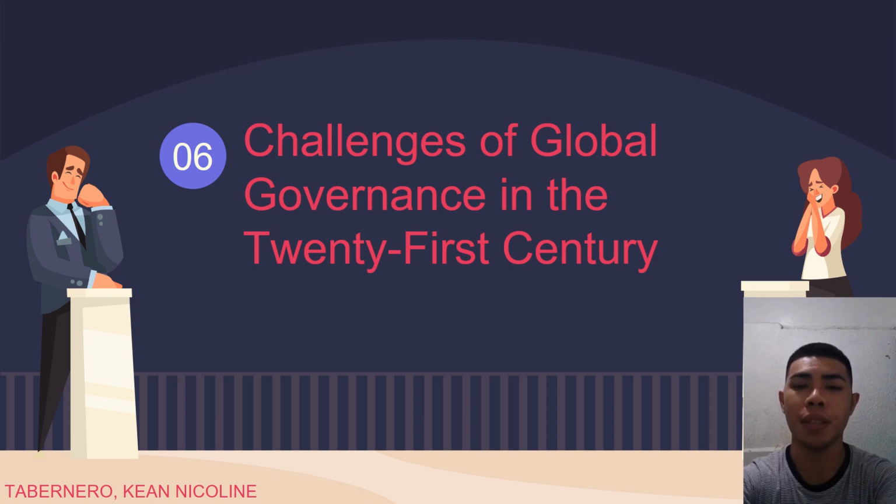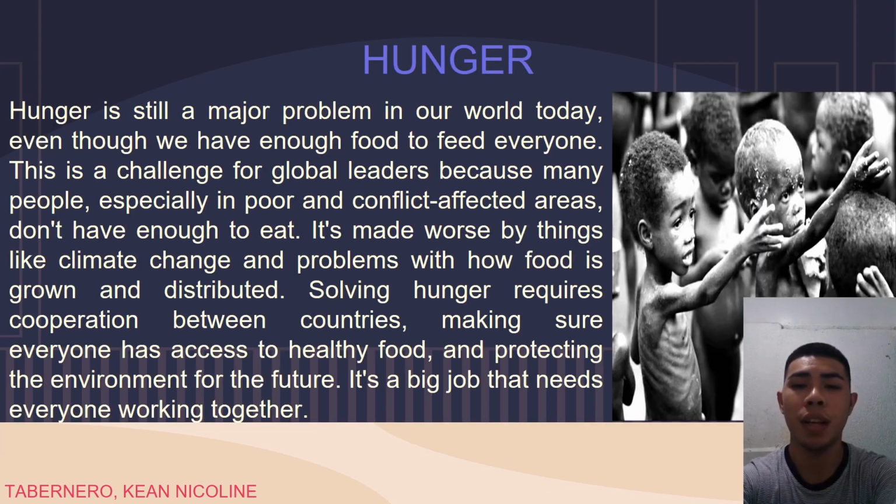Challenges of global governance in the 21st century. Hunger is still a major problem in our world today, even though we have enough food to feed everyone. This is a challenge for global leaders because many people, especially in poor and conflict-affected areas, don't have enough to eat. It's made worse by things like climate change and problems with how food is grown and distributed. Solving hunger requires cooperation between countries, making sure everyone has access to healthy food, and protecting the environment for the future. It's a big job that needs everyone working together.